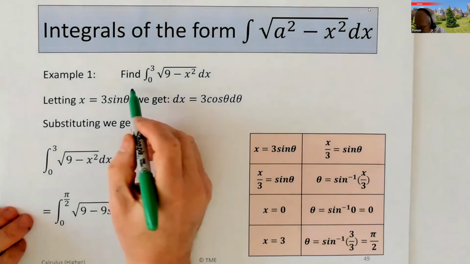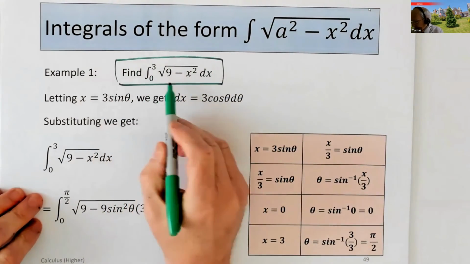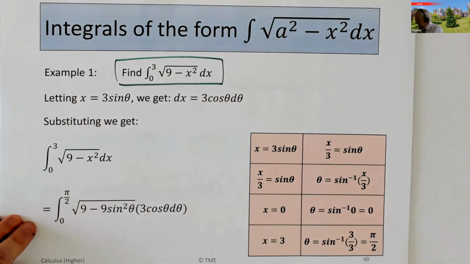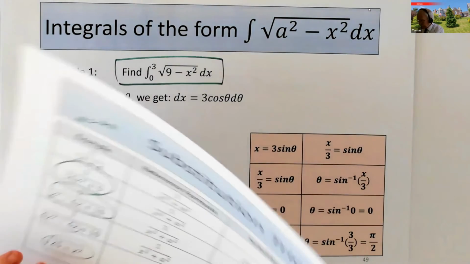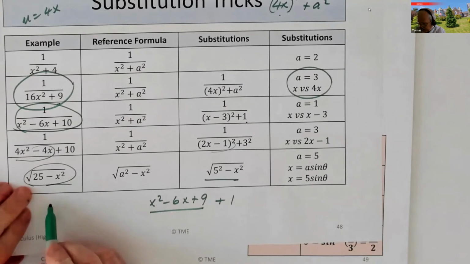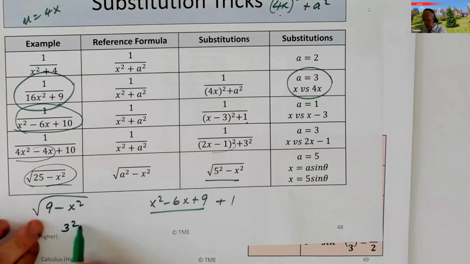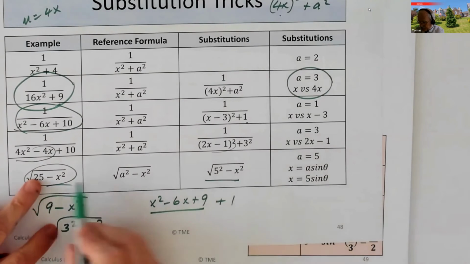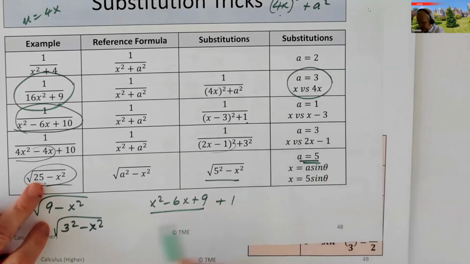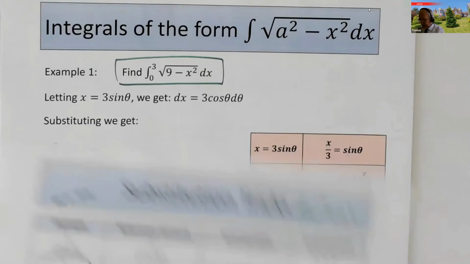And here's the last one that I'll do before we do an exam question or two. Integrate from 0 to 3 of the square root of 9 minus x squared. And what they do for this trick is they say 9 minus x squared is the same as 25 minus x squared. It's 3 squared minus x squared. And they say you've got to change the a value, and you've got to change the x for a sine theta, and so it's tricky.